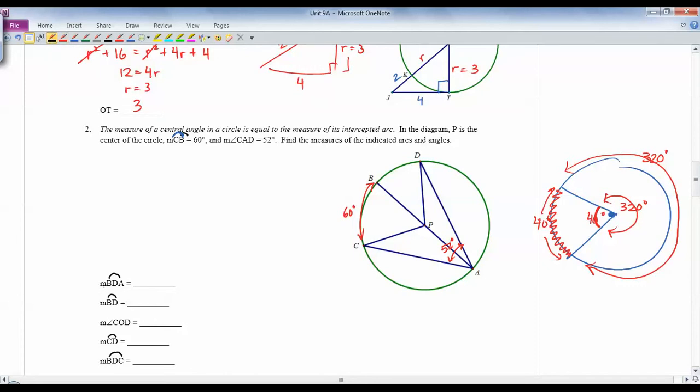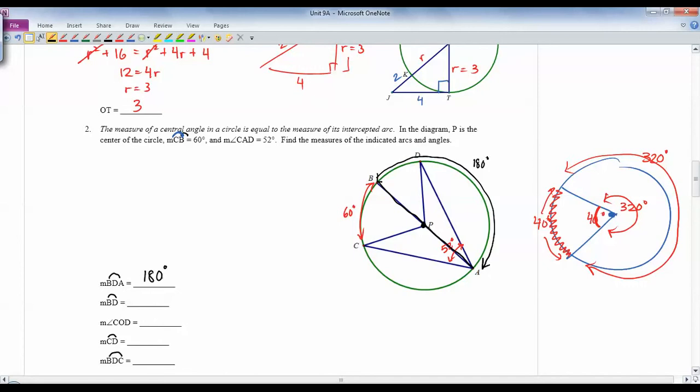BDA. Oh, and P is the center of the circle. So if I go from B to D to A, right there. Well, notice if P is the center of the circle, BA is a diameter that cuts right through the center. So that actually means that this is half a circle up on top. So this is 180 degrees.